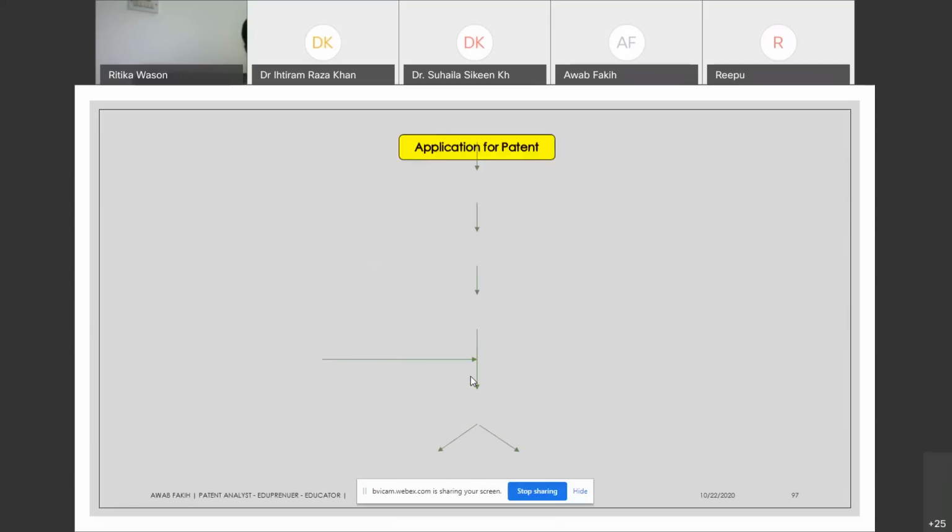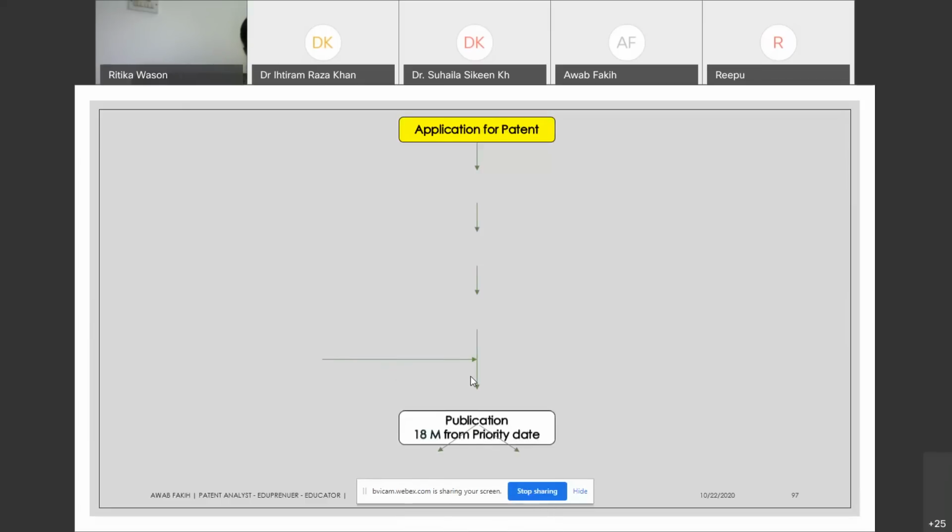Stage number 1. Okay, let's consider the complete family. Whoever is with us over here for this presentation, let's consider we all are filing this application. The first step is the application for the patent. For an application for a patent, my dear friends, you have to fill form 1, form 2, form 3, and form 5. Once you put down the application, it goes for the publication.